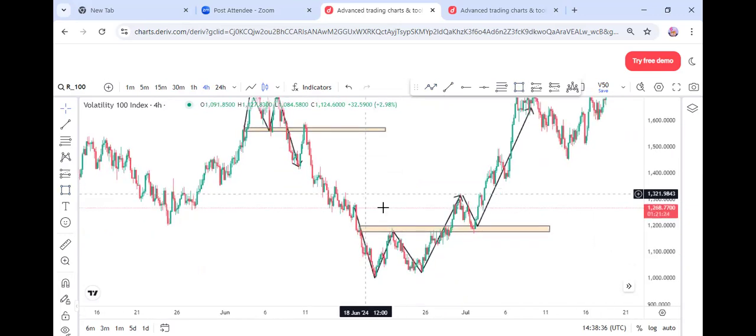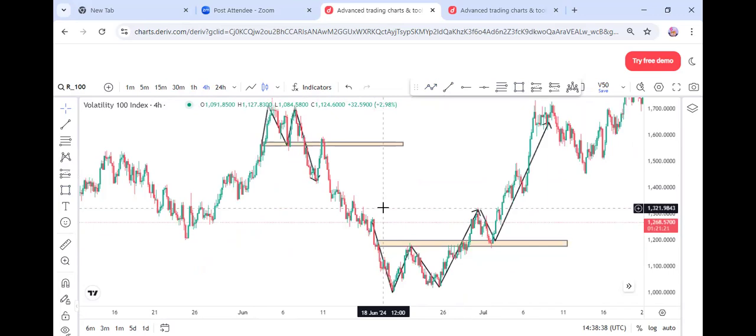Can you see? They are reversal chart patterns. These are chart patterns that enable you to catch reversals. Whenever you see them, especially on higher time frames, they are high probability setups. Once you see them, just take your trade.